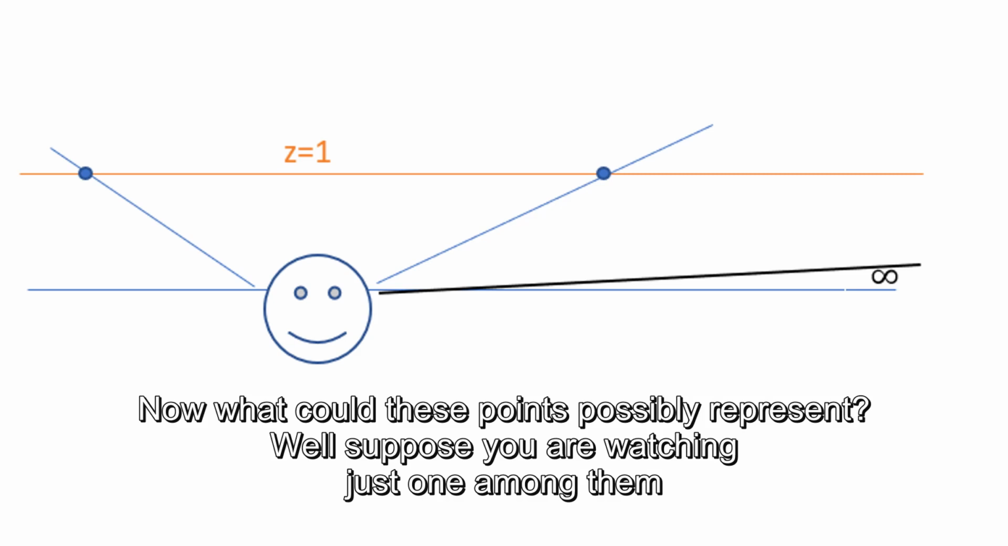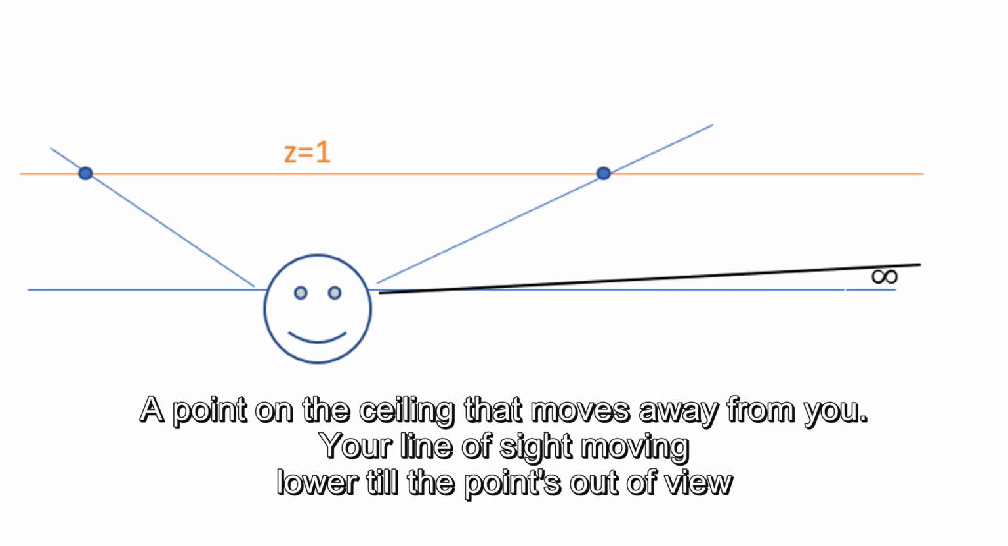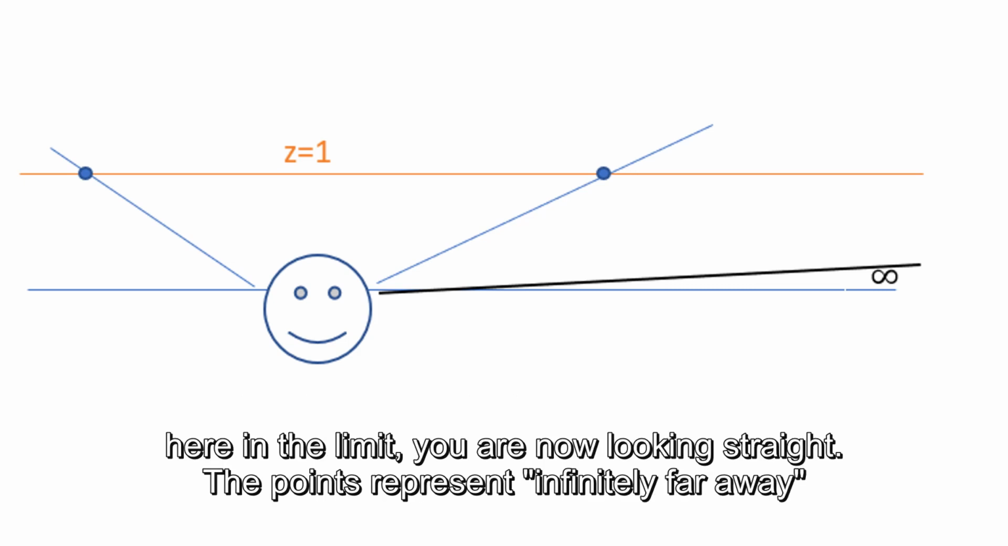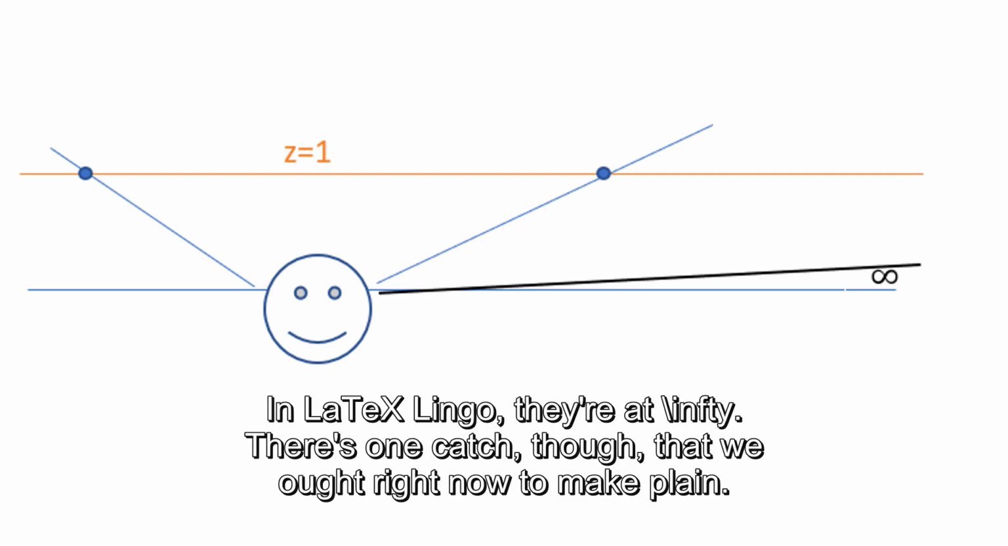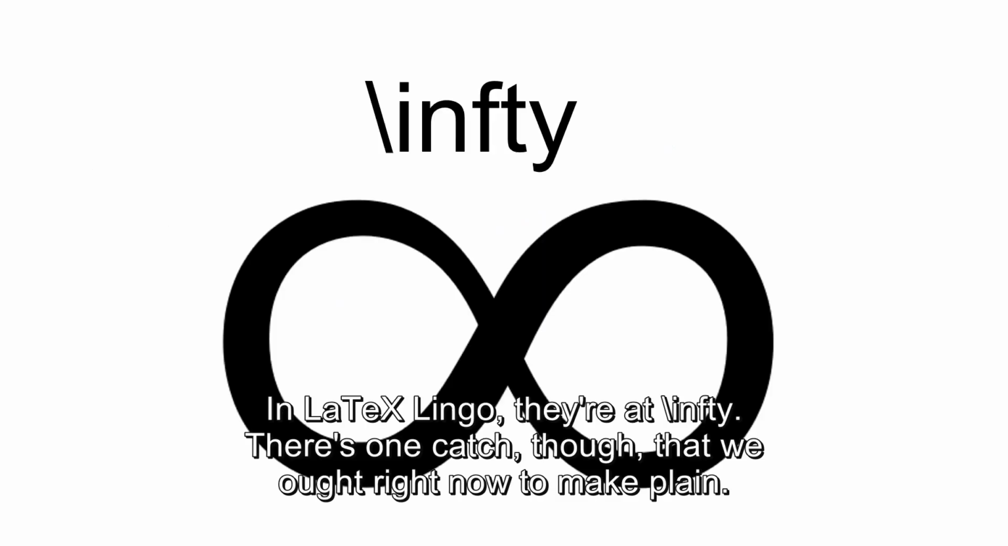Well, suppose you are watching just one among them, a ceiling that moves away from you. Your line of sight moving lower till the point's out of view. Here in the limit, you are now looking straight. The points represent infinitely far away. In LaTeX lingo, they're at \infty.